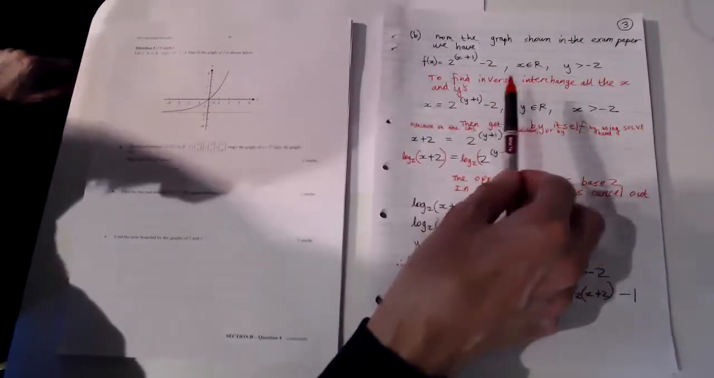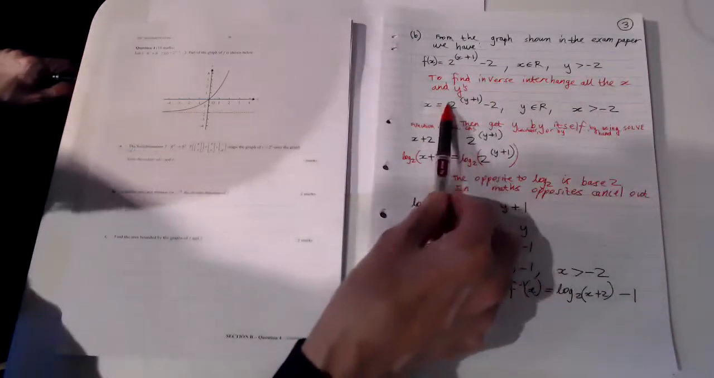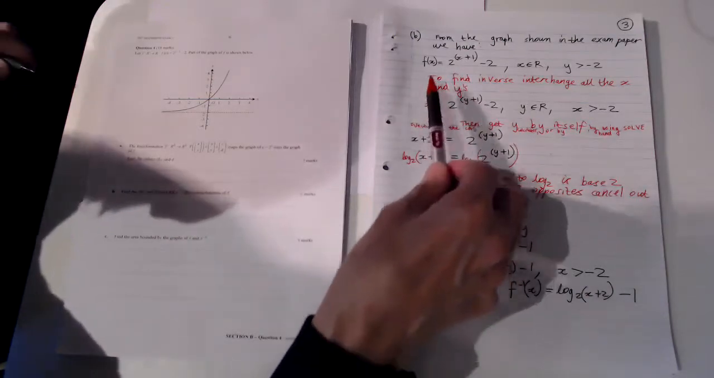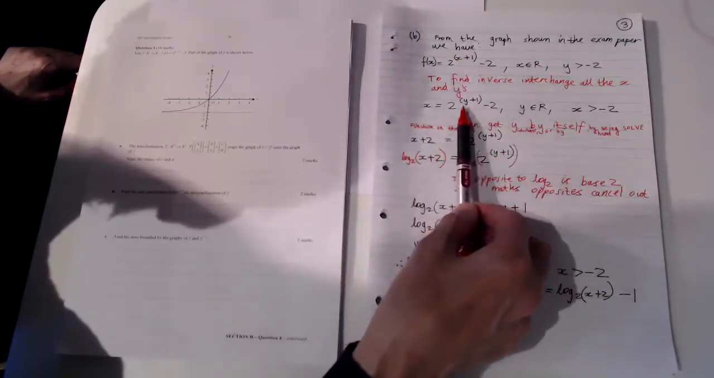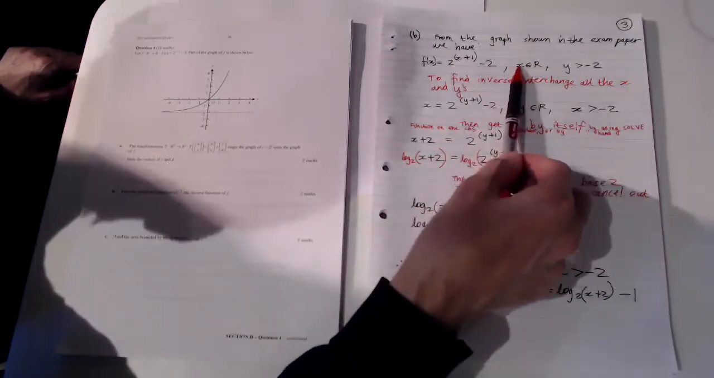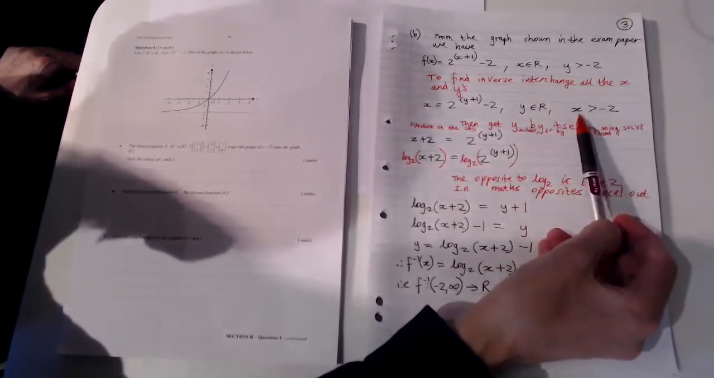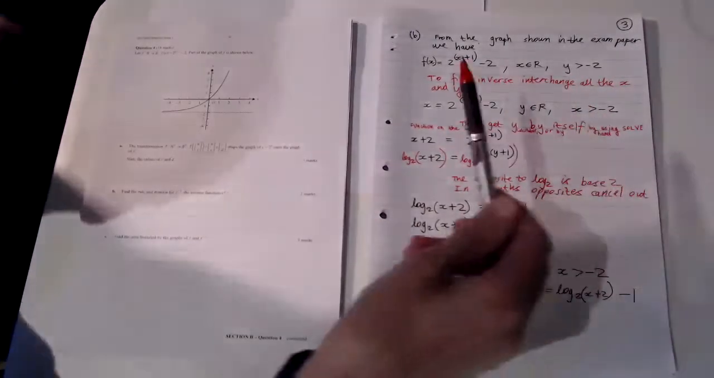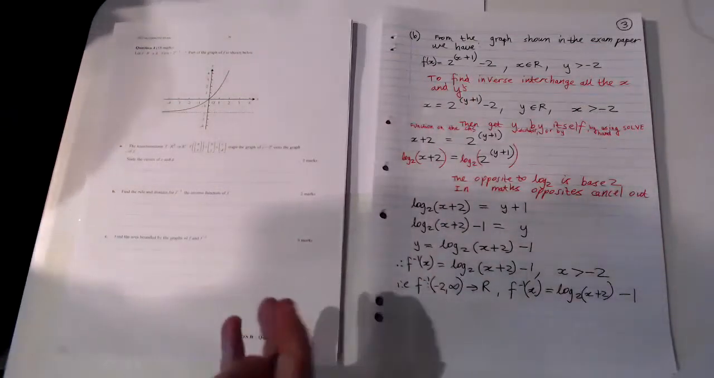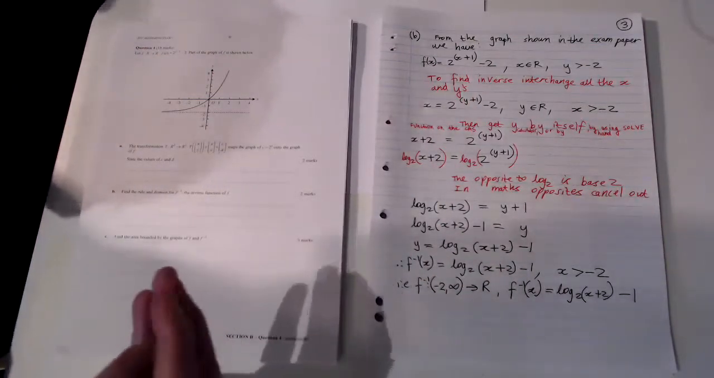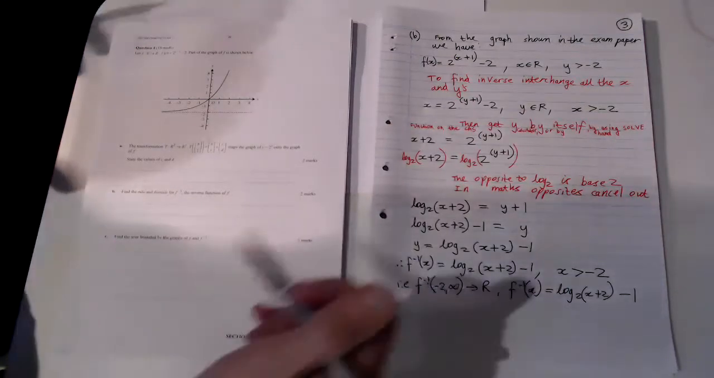Now, as you should know, to find the inverse, we need to interchange all the x's and y's. So wherever you see a y, you put an x. Wherever you see an x, you put a y. That is, when we say to you that to find the inverse you've got to interchange all the x's and y's, we mean you've got to interchange all the x's and y's.